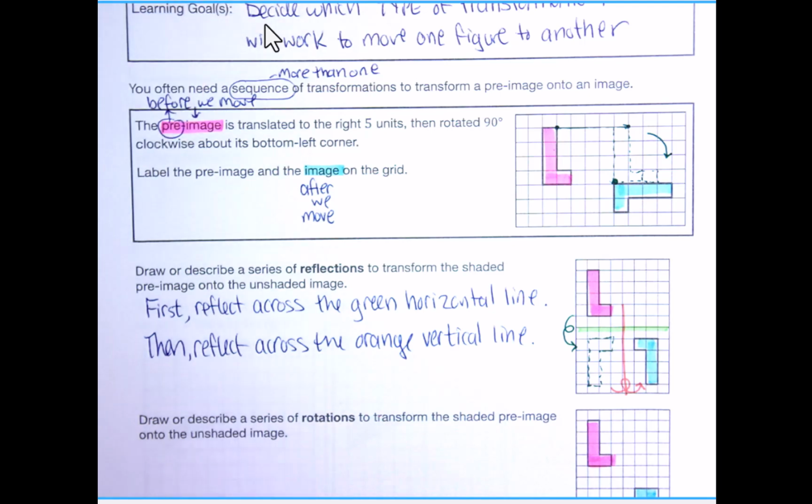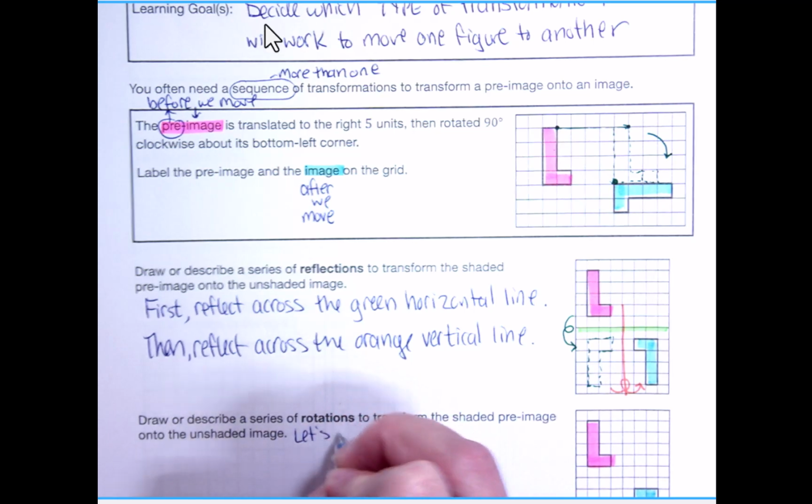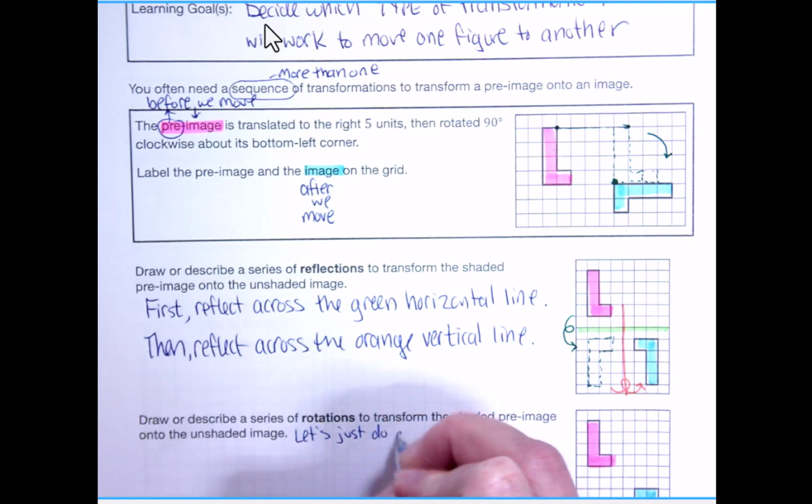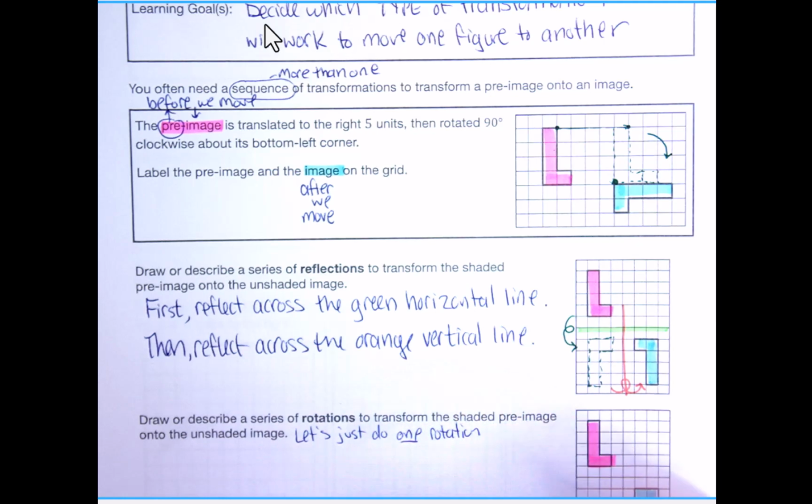Now, you learned in the activity, if you went through it, that there's more than one way to get this figure over here. And I'm going to say I can do this in just one rotation. So let's just do it in one rotation. I could do it in a series. All right. It looks like it was a 180 degree turn right about here.